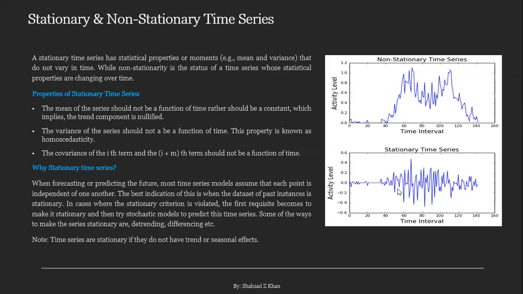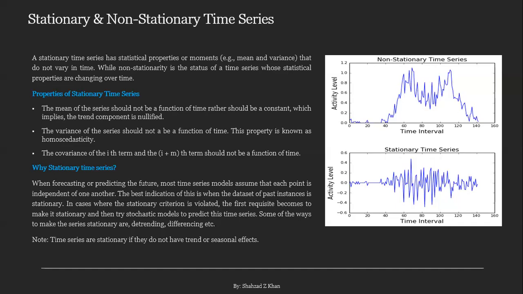In the stationary plot, this is a stationary time series because on the x-axis is the time interval and on the y-axis is the activity level. There is not much trend or fluctuation at the start. Going from one period to the next until 60, the mean and standard deviation remain constant. Then there is a slight fluctuation, and after 100 it also remains constant. So a stationary time series is one in which the statistical properties, let's say mean and standard deviation, remain constant over a period of time.